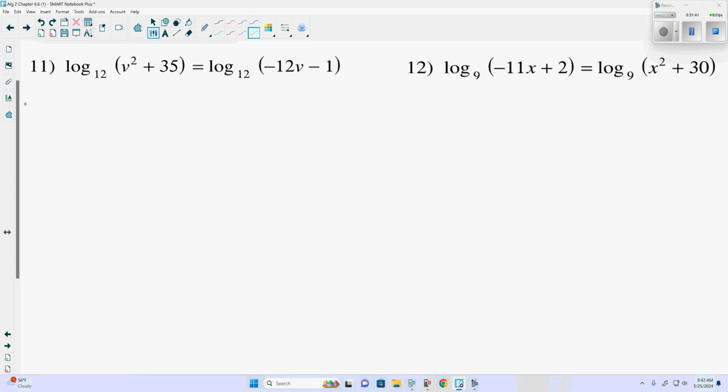We can look at 11 and 12. It's the same thing. It looks different. V squared plus 35, log base 12 of v squared plus 35 is equal to log base 12 of negative 12v minus 1. Are the logs the same? If the logs are the same, then what's inside the logs must be equal. Because the only way that these are equal, and they're both the same log base, then what's inside must be equal as well.